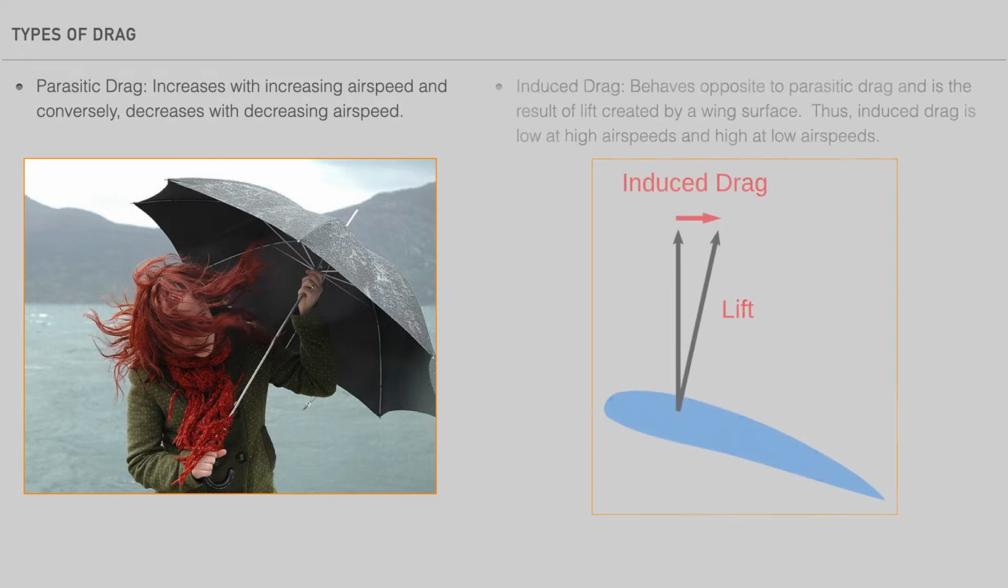There is another drag which is unique to an airfoil and occurs anytime lift is being created. Unlike parasitic drag, which increases as the airplane increases its airspeed, this drag, known as induced drag, increases as the airplane slows while maintaining level flight.